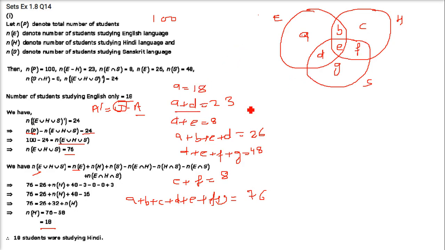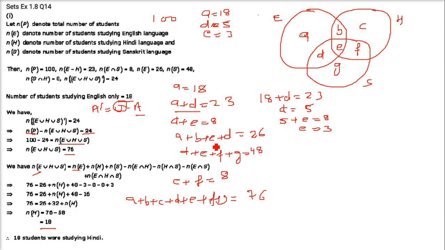So A is 18. What will be A plus D? See, I'm putting A here. So 18 plus D will be equal to 23. So now A is 18. D will be what? 23 minus 18, that is 5. So D is 5. Right? D is 5. D plus E is 8. 5 we know. So 5 plus E equal to 8. So E will be equal to 3. This E is 3.